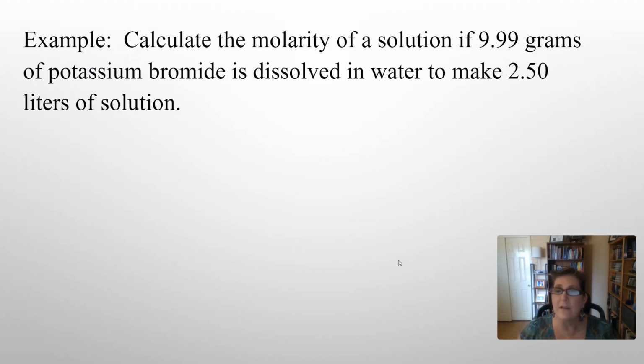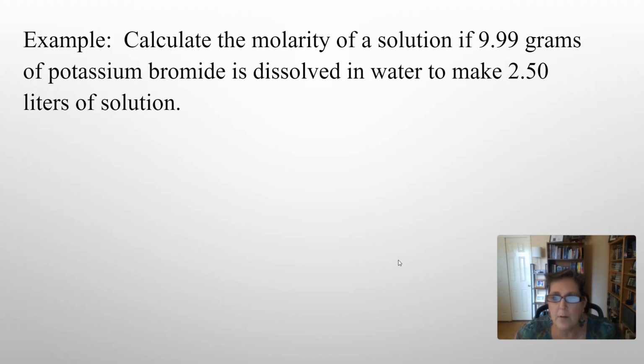Here's an example calculation. Calculate the molarity of a solution if 9.99 grams of potassium bromide is dissolved in water to make 2.50 liters of solution. Excellent. We're finding molarity. We need moles of solute over liters of solution. I see we have liters of solution, but we do not have the moles of the solute. The solute is potassium bromide. We need to know what that is.